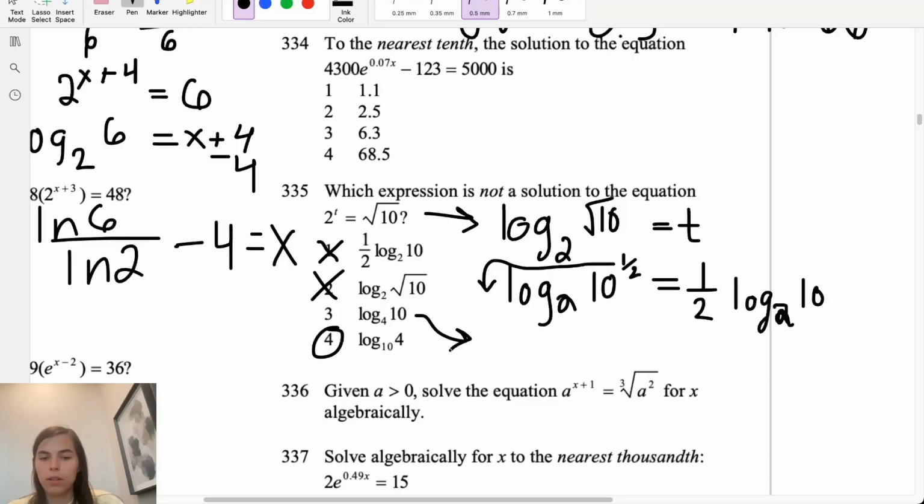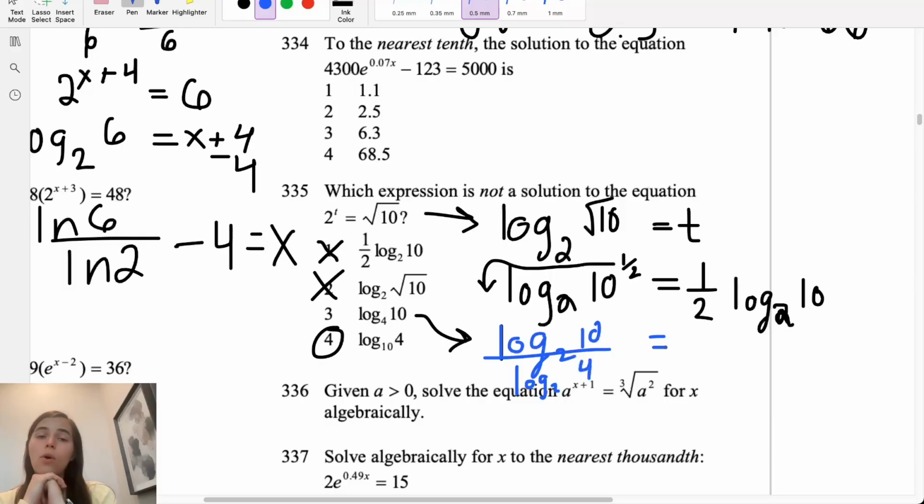So this right here, this log base 4 of 10, this is the same thing as log base 2 of 10 over log base 2 of 4, which log base 2 of 4, if you were to put that in a calculator, basically what log base 2 of 4 is asking is what power of 2 gives you 4, which is 2. So it would be log base 2 of 10 divided by 2, which is the same as this previous one. So this one is also a potential solution.